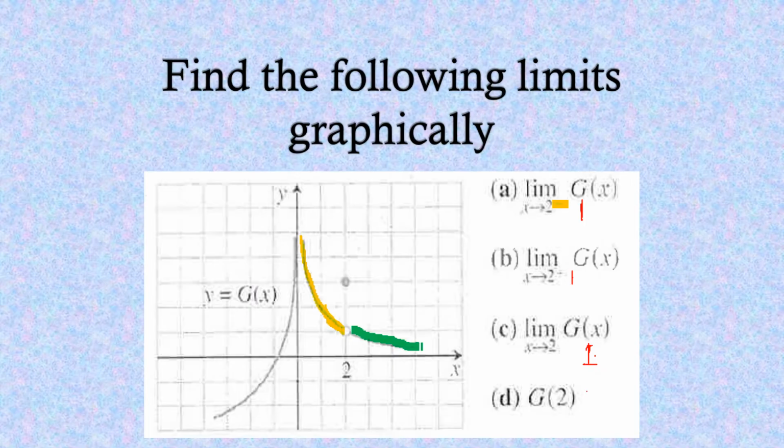That tells me that I can have a limit even though the function doesn't exist at that point. The limit could still exist, even though the function does not exist at 2, 1, the limit exists.